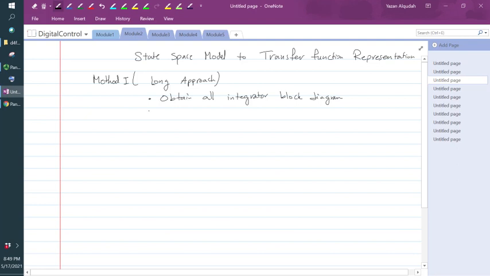And then we're going to set initial conditions to 0, and then we're going to take the Laplace transform of the signals. And then we're going to obtain the transfer function.